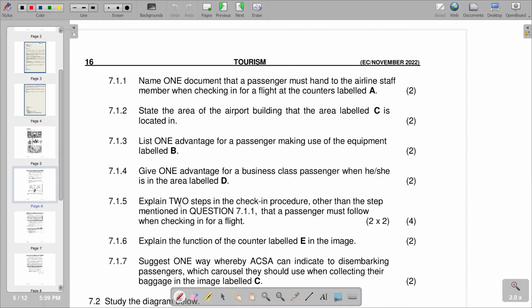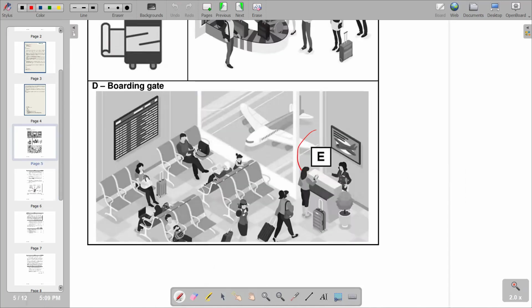So 7.1.6, explain the function of the counter labeled E in the image. If you go to E, you'll see that E is here. The question is asking for the functions of E. That's where the final verification is going to take place, whereby the boarding pass, which the passenger will have when reaching this counter, is going to be verified against the identity document to see if we have the correct person boarding the aeroplane. So this is another procedure that is going to be at counter E.